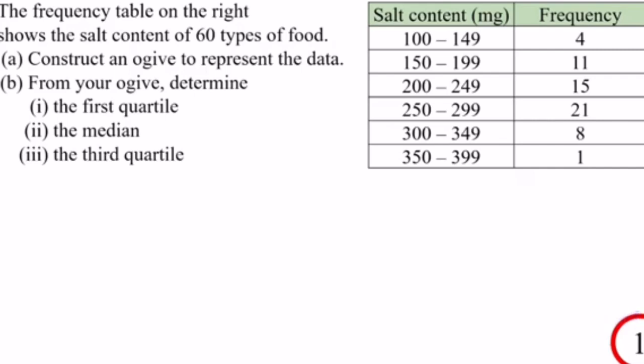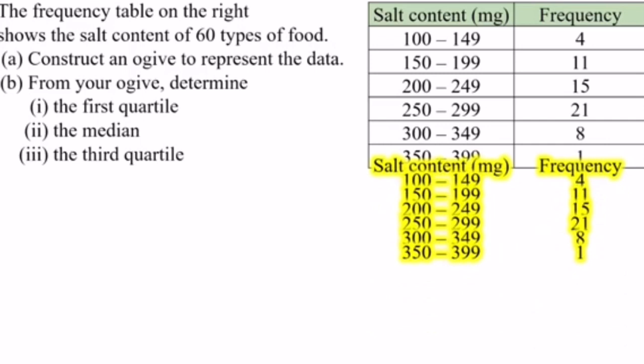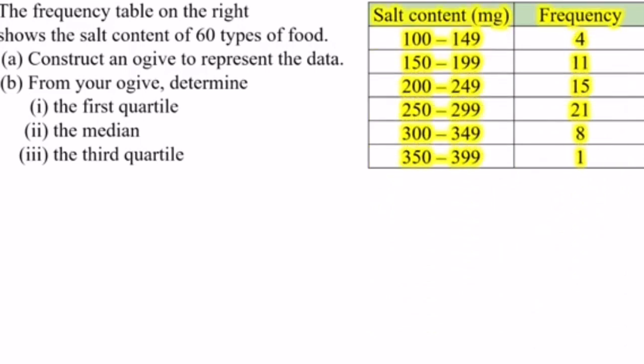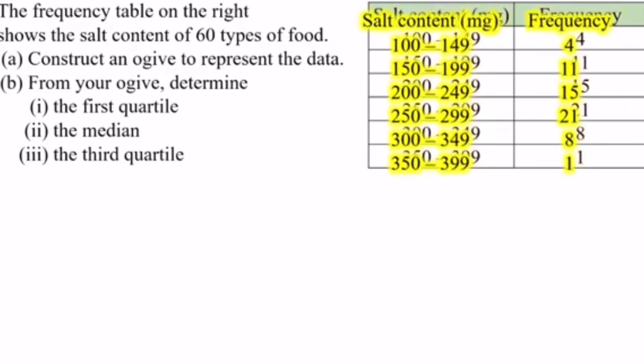All my dear students, today I would like to share with you one of the most important skills in doing an Ogive. So let's read the question. The frequency table on the right shows the salt content of 60 types of food. Construct an Ogive to represent the data. From your Ogive, determine the first quartile, the median, and the third quartile.